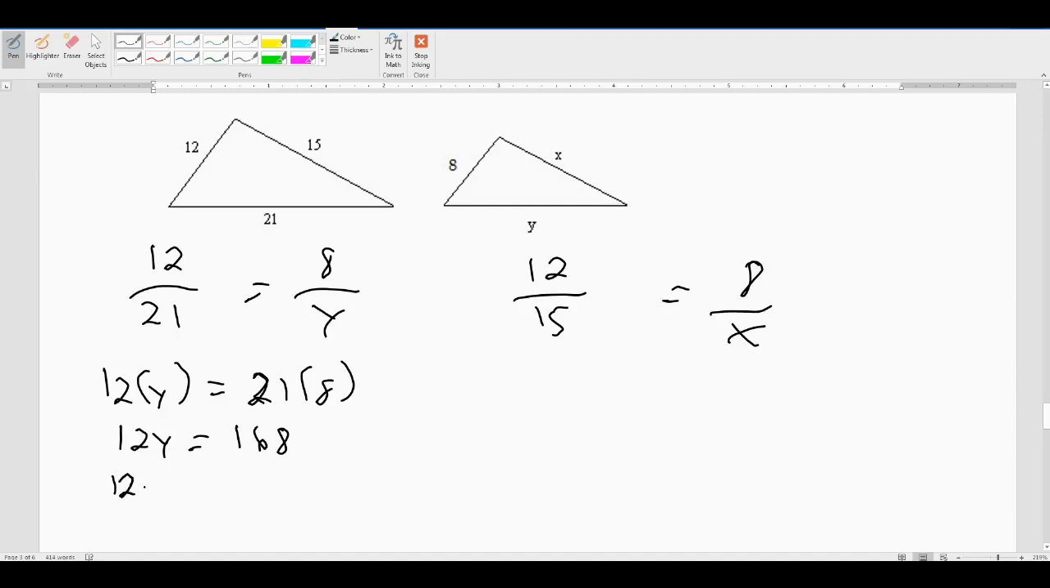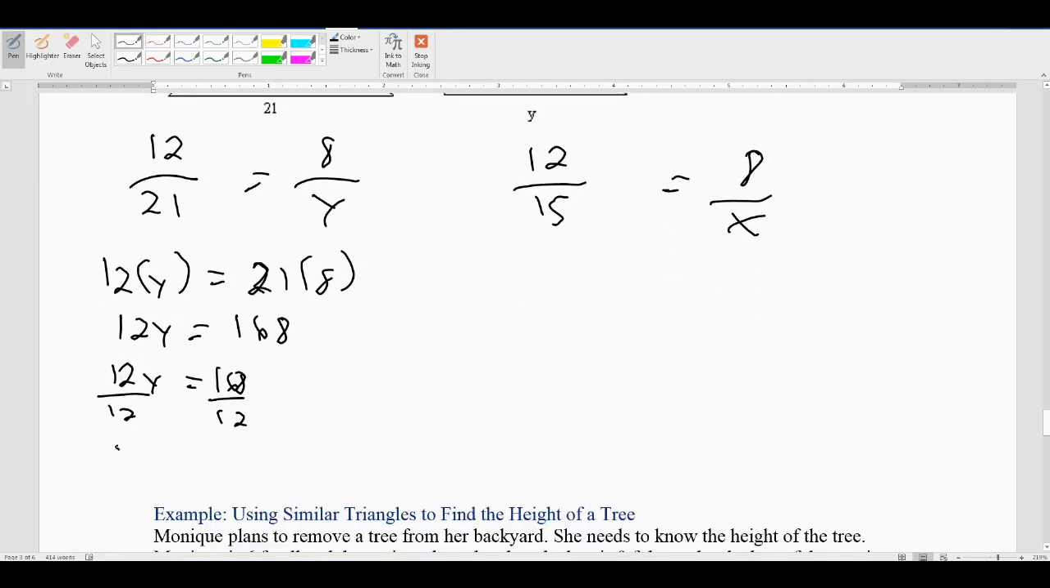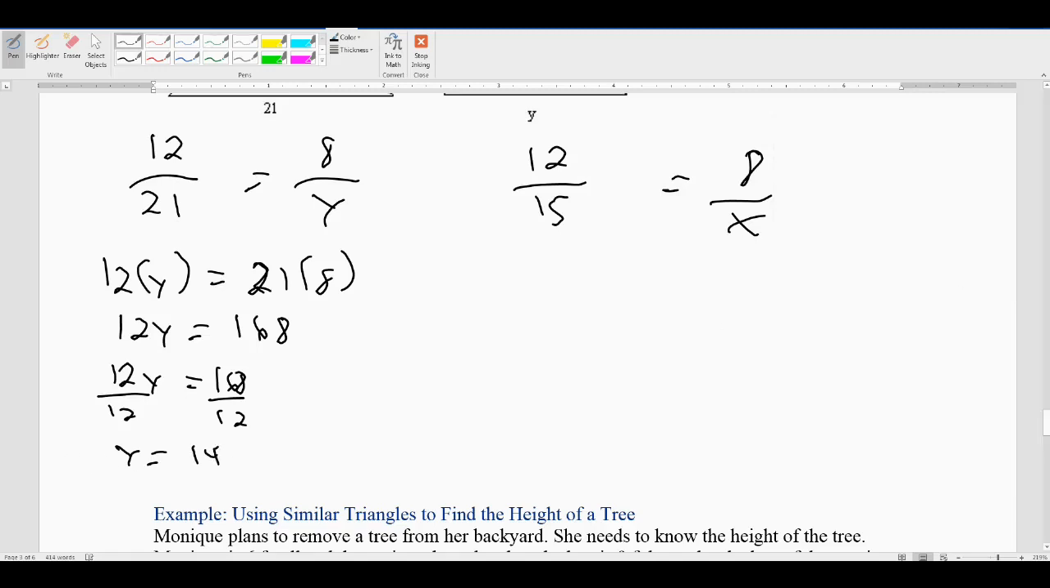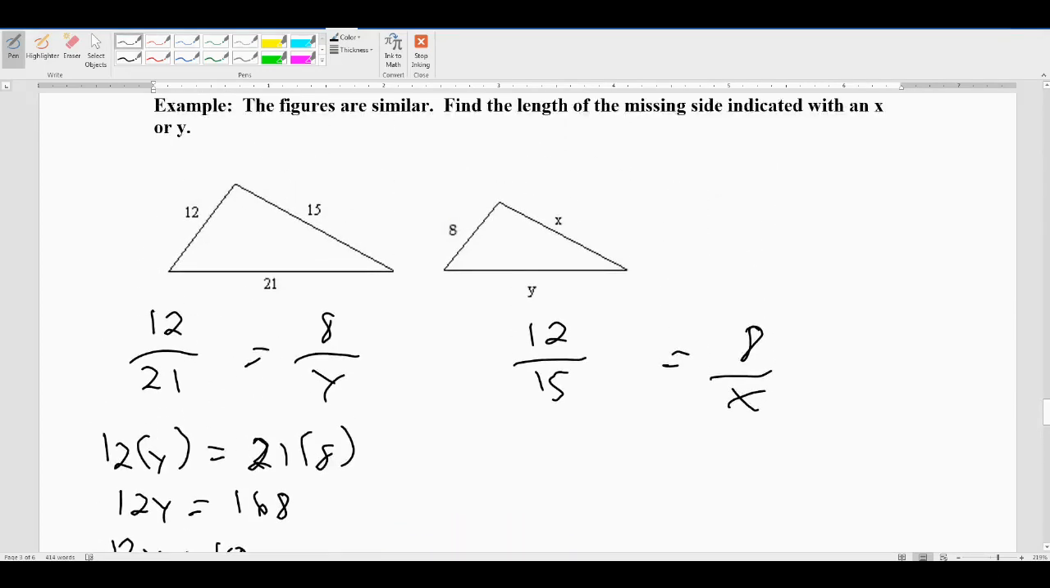And then I'm going to solve this like I did previously. Using the same steps, going to divide, and then I'm going to reduce. So what divides the 168 and 12? Actually 12 does. So let's just try that. 168 divided by 12. It's probably going to be 100 or going to be 14. Yep. So Y is 14. So I can actually label that up here if I want to.